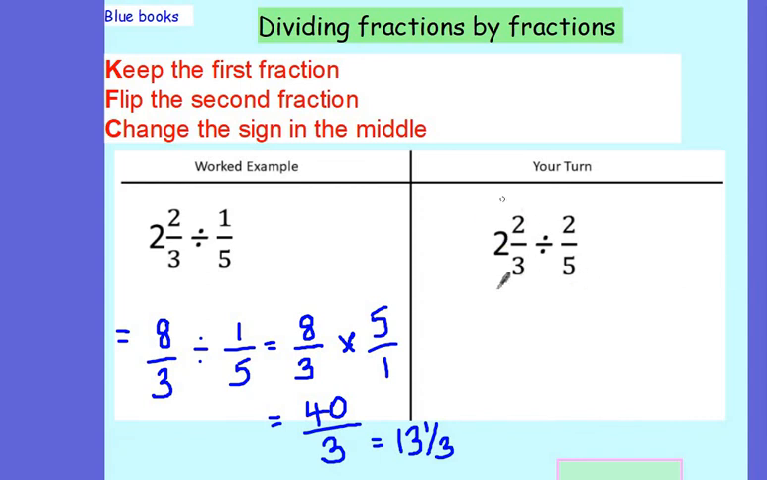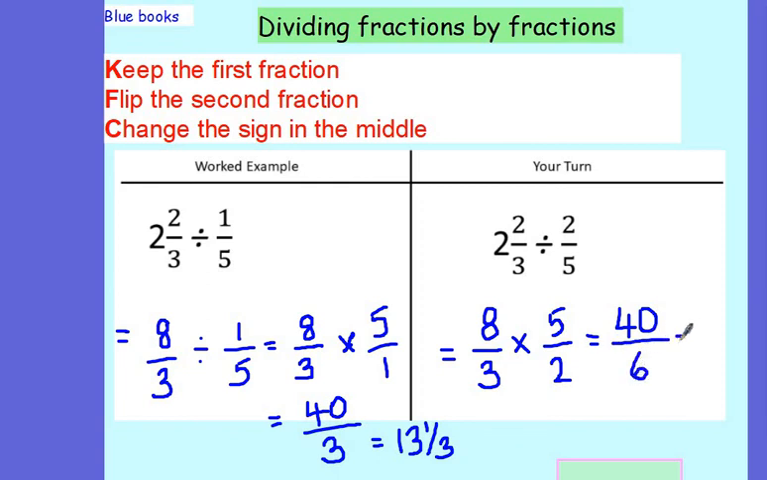Right, let's go through the answer. So 2 2/3 we know we can write as 8 over 3. There it is. Keeping the first fraction, we want to flip the second fraction. So the second fraction becomes 5 over 2. We then want to change our sign to a multiply. So I've got 8 times 5, which gives me 40. 3 times 2 gives me 6 on the bottom. I can simplify that by dividing top and bottom by 2, which will give me 20 over 3. And then up to you, you can leave it as an improper fraction, or I could convert that to a mixed number. That would give me 6 and 2/3. Please make sure you've got this example written in your dark blue books.